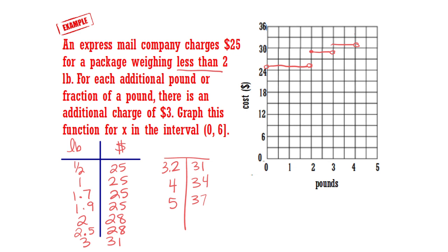which is about right here. And it's going to stay 34. And then I'm going to go ahead and put an open circle at 5 because I know it's going to pop up here to 37 somewhere. All right, so that's what that graph would actually play out like.